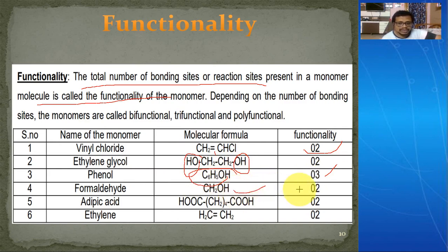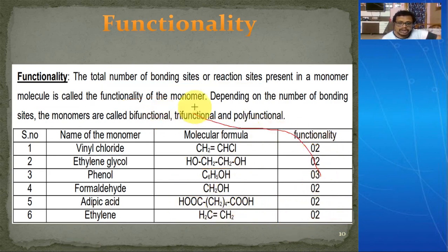Formaldehyde, HCHO, has functionality 2. Here, see, this is adipic acid; two functional groups are there, so the functionality is 2. Ethylene's functionality is 2, right? All these with a functionality of 2 are called bifunctional. If it is 3, it is called trifunctional, and greater than 3 is polyfunctional. If bifunctionality is there, the structure is linear. With trifunctionality, the structure is branched. If polyfunctional, the structure is a network.